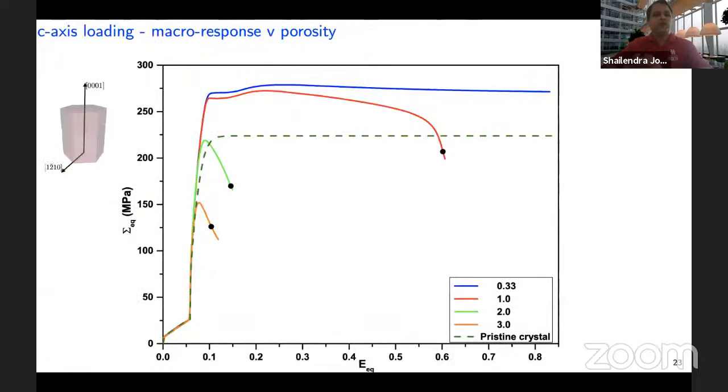When you go to the other loading orientation, C-axis loading, you see something very interesting. First, you see two yield kinds of behaviors. At the very early stages of deformation, you see yield happening at a very low level of stress, because extension twins are quite soft, as I mentioned earlier. But then, during twinning, there is a small level of hardening, beyond which, when the crystal gets reoriented into a twinned region, you see a sudden surge of the stress.